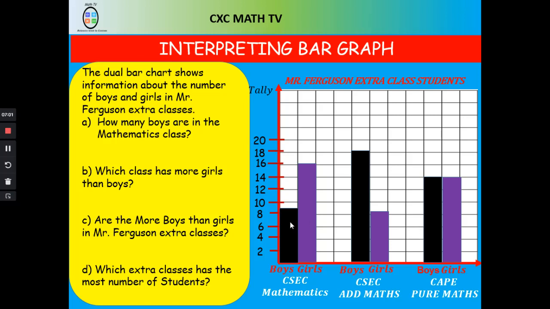And remember, math is blank, right? So we notice right here is 9 boys, because it's a little over the 8, this is 9 boys. We know right here is 18 boys, right here is 14 boys. So how many boys all together? 14 and 18 is 32, and 9 is 41. So there are 41 boys in total.